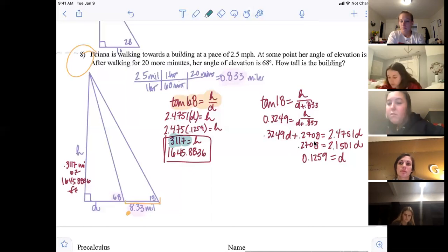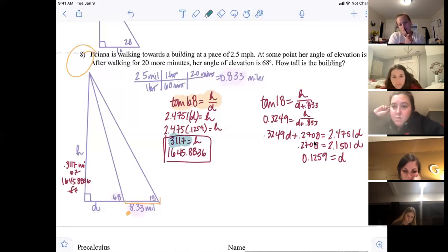Wait, I don't think I did the big triangle differently than you. Or maybe I don't know, but when I was doing the whole thing, I did 18 and then on the bottom I put 0.83 plus x. And then for the equation, I did tan 18 equals, and then I put on the top what I found for h, like I substituted it in, x tan 68 over x plus 0.83. I think that's okay.